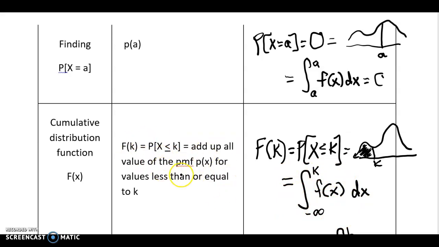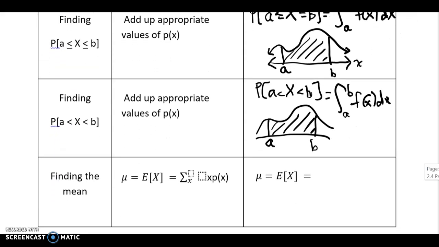Well, here, when it was discrete, we were adding up all the values of p of x for everything less than or equal to k. Here, we're integrating everything less than or equal to k all the way up to k. All right, so they're very similar. So if you get one of them, maybe you can get the other.